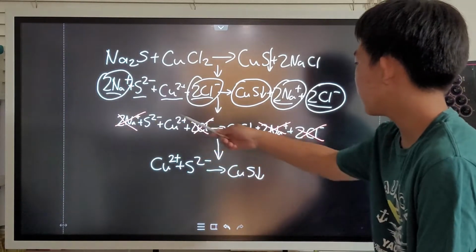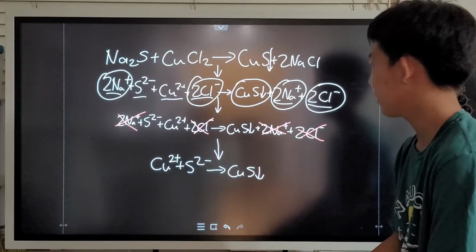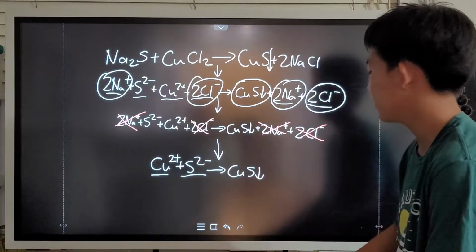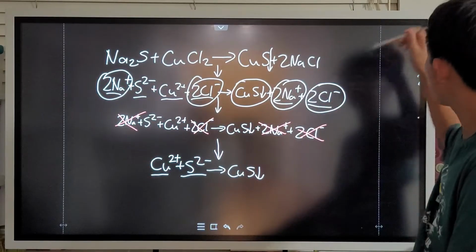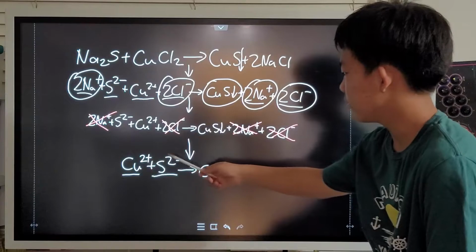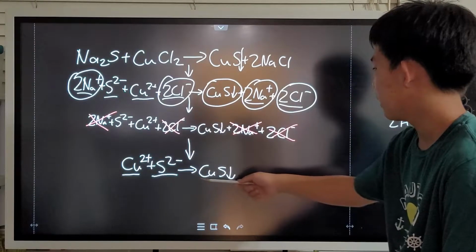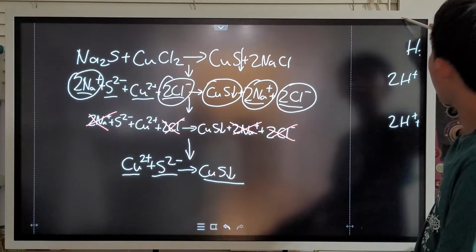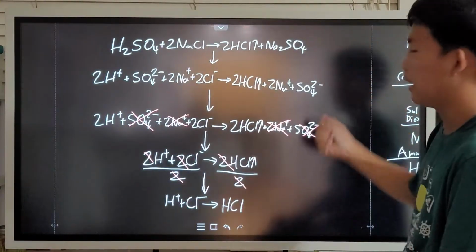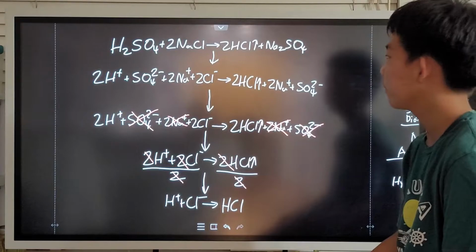So we cancel out the sodiums and chlorides, and we're eventually left with copper 2 plus ions binding with sulfide to form copper 2 sulfide. Which actually makes very much sense. Honestly though, it's kind of simpler now that the excess ions are out of the way.